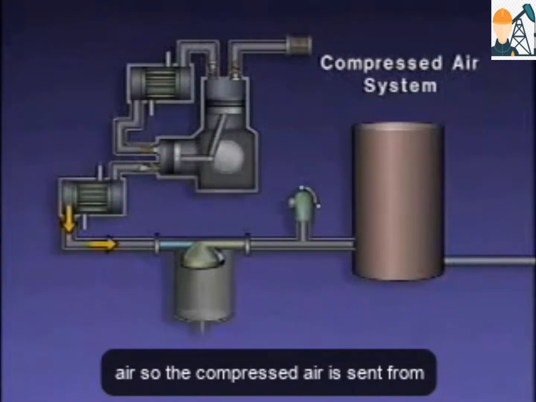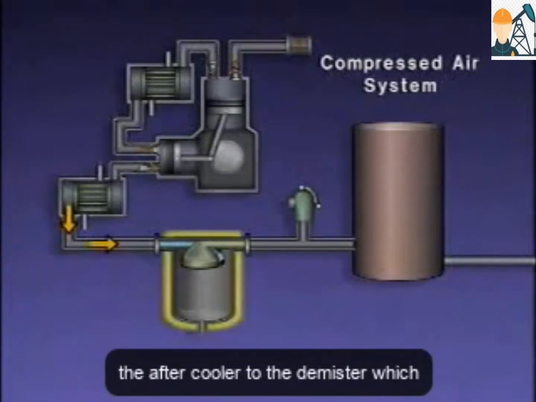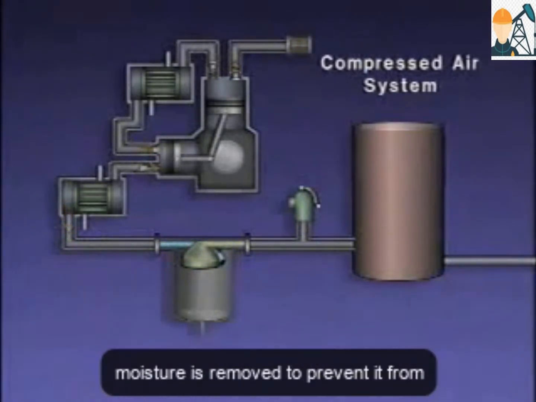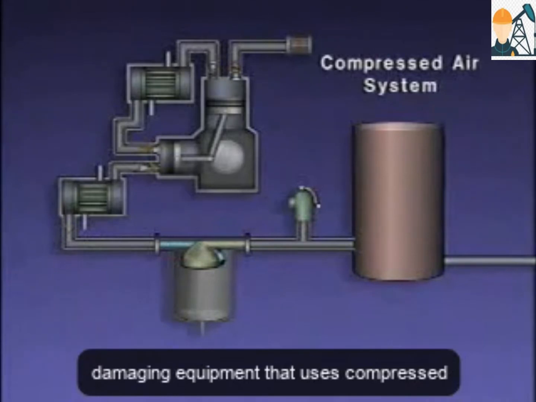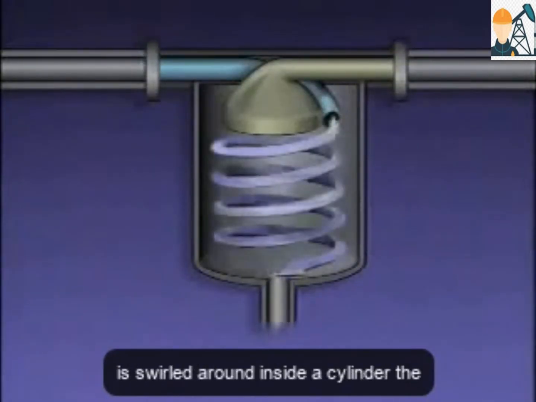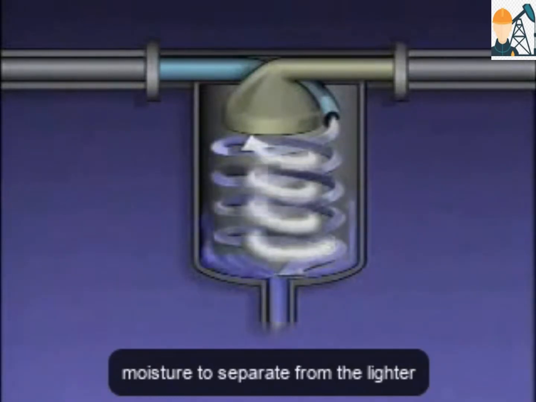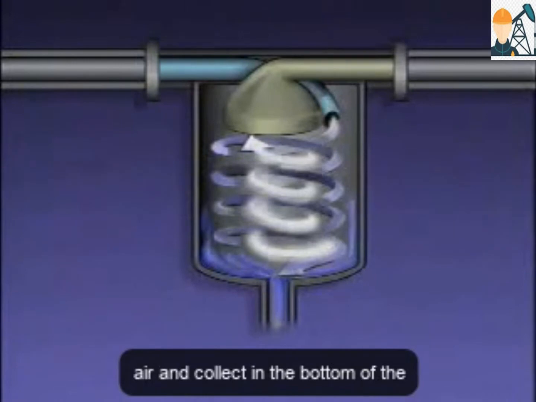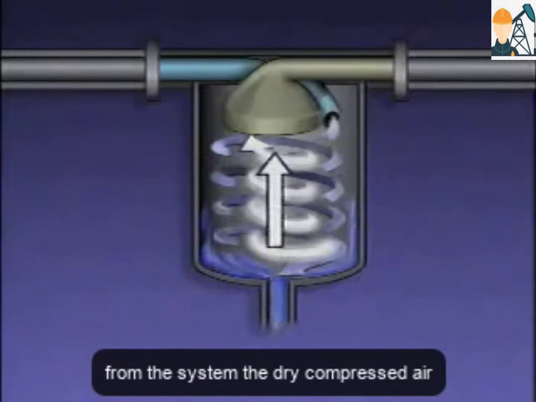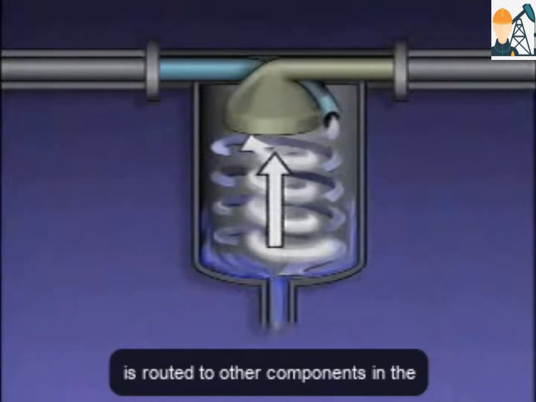So, the compressed air is sent from the aftercooler to the demister, which removes moisture from the compressed air. Moisture is removed to prevent it from damaging equipment that uses compressed air. Inside the demister, the compressed air is swirled around inside a cylinder. The swirling action causes the heavier moisture to separate from the lighter air and collect in the bottom of the cylinder. The moisture is then drained from the system. The dry compressed air is routed to other components in the system.